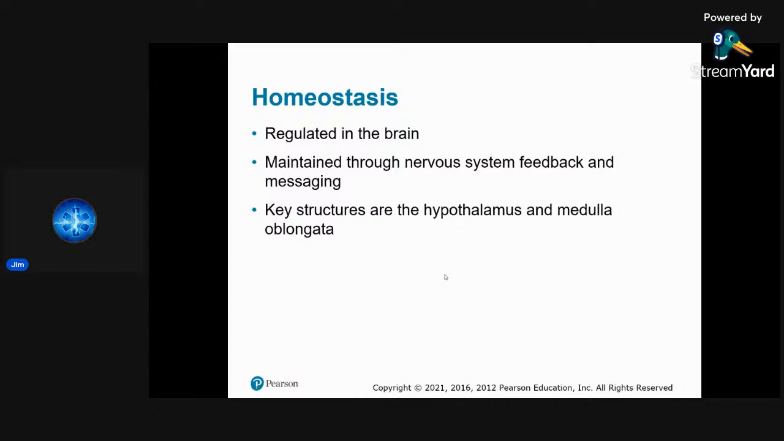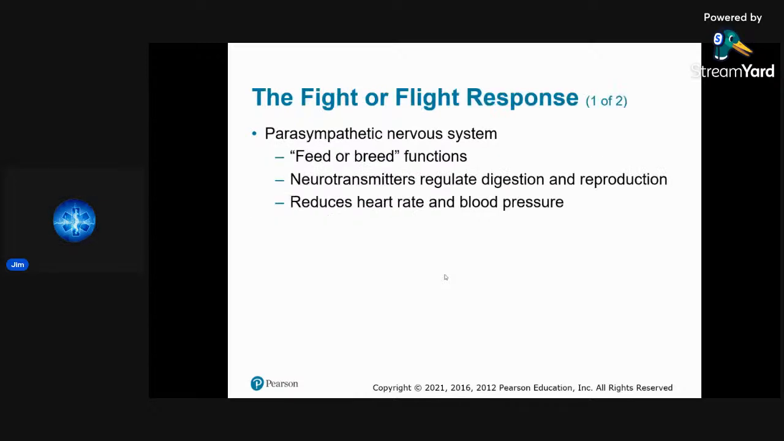It's in the brainstem. It has a lot of regulation control. The fight or flight response. We're going to start talking about the nervous system. We're going to start talking about the parasympathetic nervous system, which is nicknamed the feed and breed function, right? Neurotransmitters regulate digestion and reproduction.